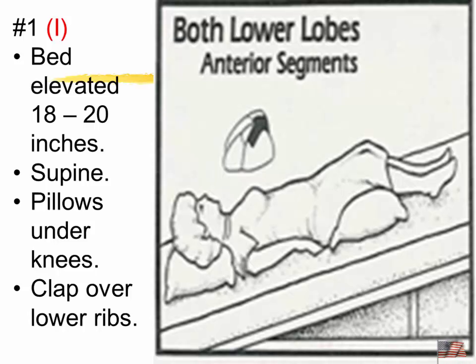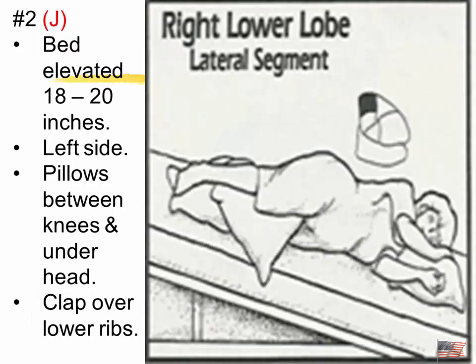So here we're looking at the anterior segments of both lower lobes. So the bed is elevated. They're lying supine. Pillows under the knees. We would clap over the lower ribs. That's where we do percussion. Our second position is the right lower lobe lateral segment. It's just a matter of rolling on the left side, pillows between the knees and under the head. We would percuss in this area. So that is being drained into the central airway.